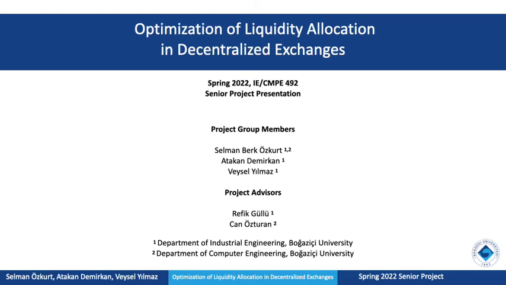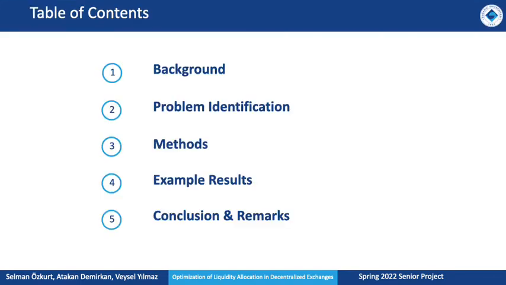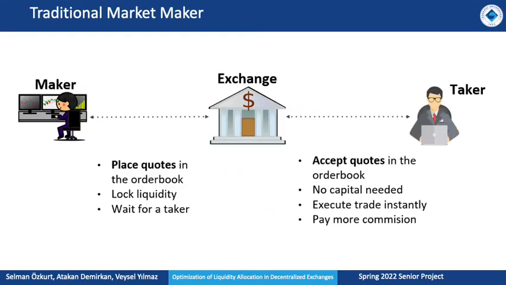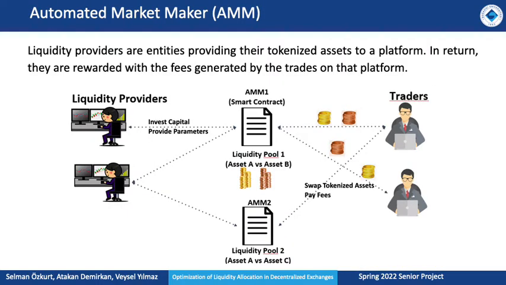This is an overview of the project about optimization of liquidity allocation in decentralized exchanges. Traditional financial exchanges work through centralized institutions matching the orders of makers and takers. Decentralized exchanges, however, work through a smart contract on a blockchain, managing assets of some investors, letting traders swap assets.